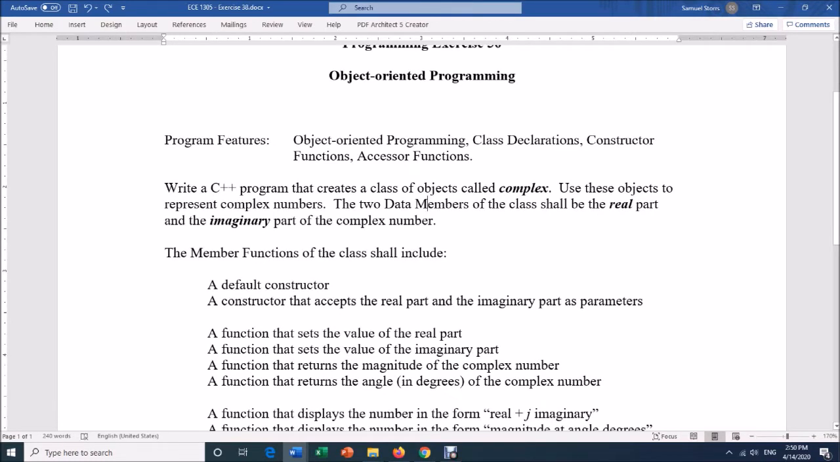concerns object-oriented programming, class declarations, constructor functions, accessor functions. Write a C++ program that creates a class of objects called complex. Use these objects to represent complex numbers. The two data members of the class shall be the real part and the imaginary part of the complex number.